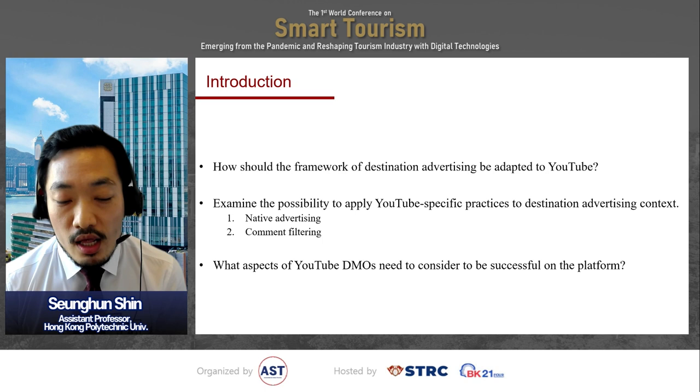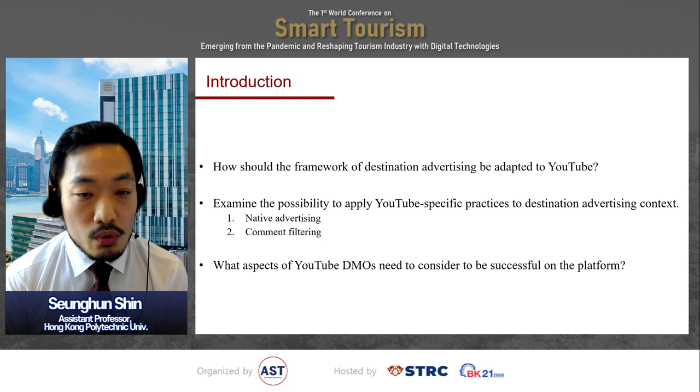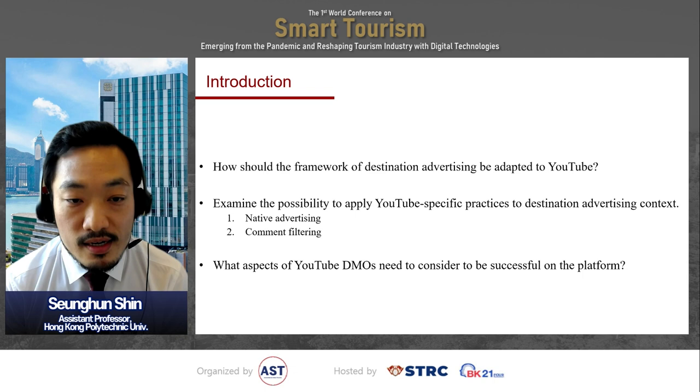Based on these findings, we tried to give some practical insight to the DMOs, destination marketing organizations, on what they should consider among the various characteristics of YouTube for making better advertisements on the platform. So that would be the brief introduction. Then let's go to the research background. Can you go to the next slide one more time?